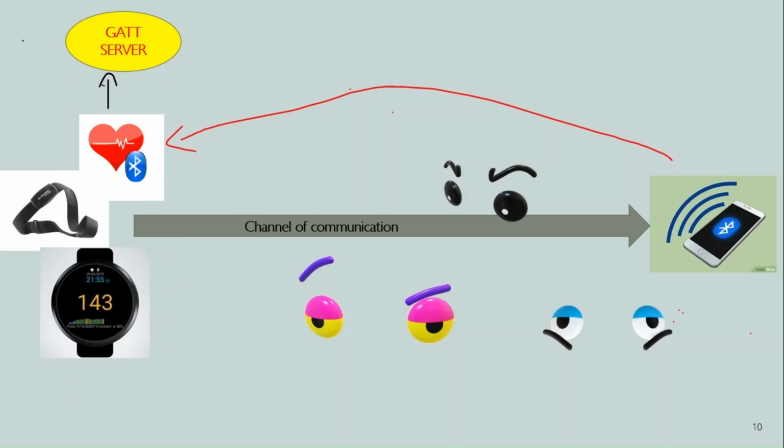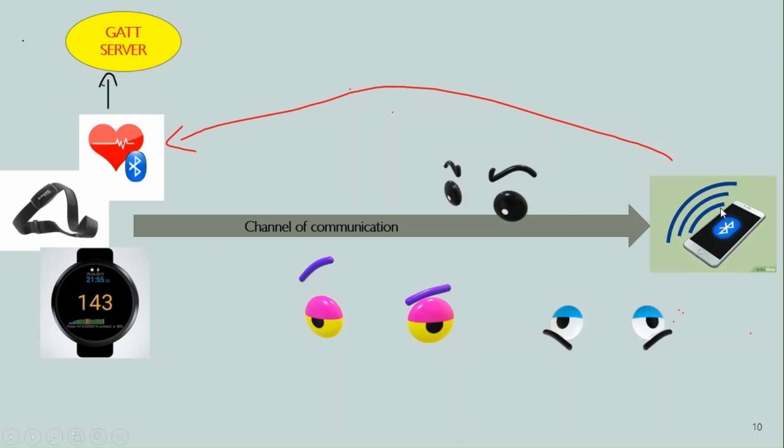I will cover the concept of this GATT server, what exactly is this GATT server, in my upcoming videos. For now, just understand that for BLE devices to work, they have to always connect to the GATT server. GATT server is like the brain of these BLE devices. All their data, all their configurations, all their services, everything will be stored in this GATT server.